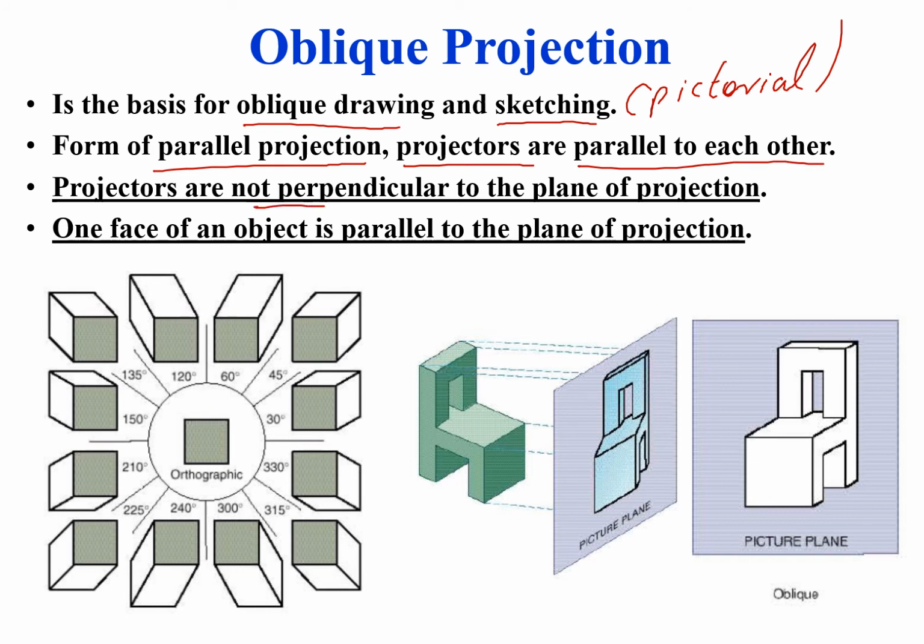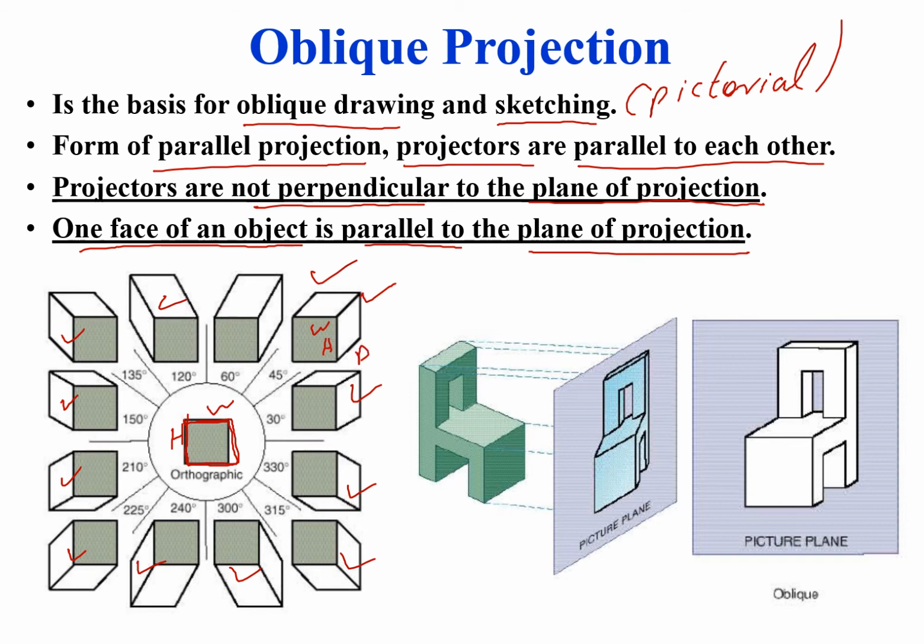It is a form of parallel projection, and projectors are parallel to each other, as we already discussed. Projectors are not perpendicular to the plane of projection, and one face of an object is parallel to the plane of projection. One face, like you can see in this object right here. This is the orthographic view of this object. But in orthographic projection, only 2 dimensions are visible, the width and the height. But in oblique projection, we can actually see the width, the height and the depth.